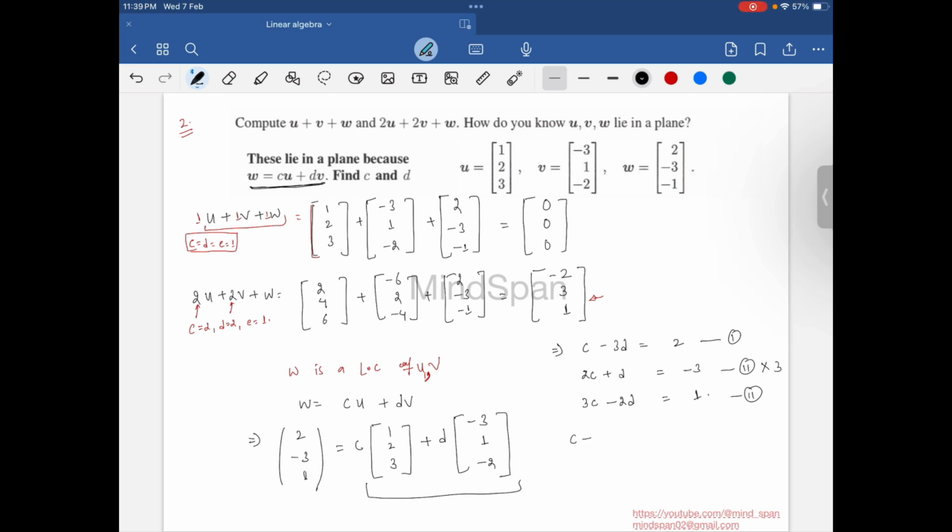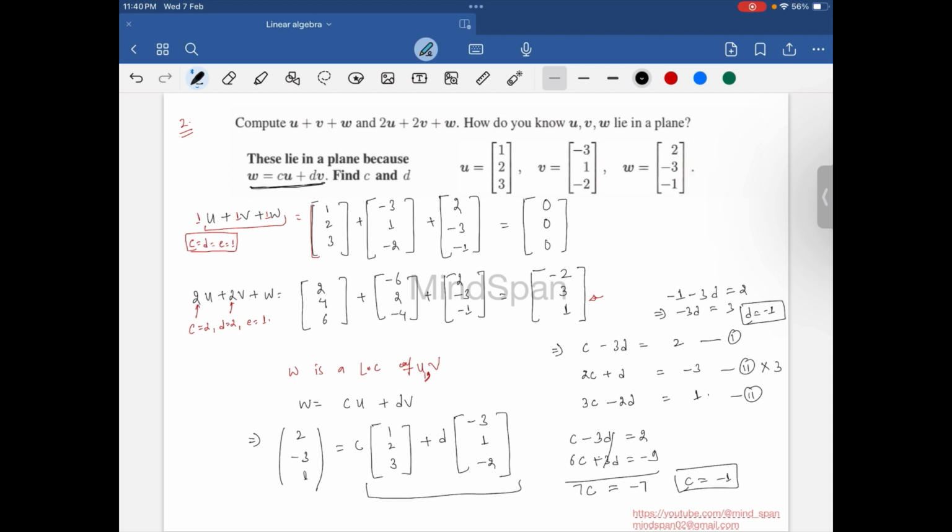So we will have c minus 3d is equals to 2, and this equation 2 is 6c plus 3d is equals to minus 9. So this will get cancelled. So 7c is equal to minus 7, and from here we have c is equals to minus 1, right? And we can put this c in equation first. So minus 1 minus 3d is equals to 2, and from here what we will get is minus 3d is equals to 3. So d is equals to minus 1.